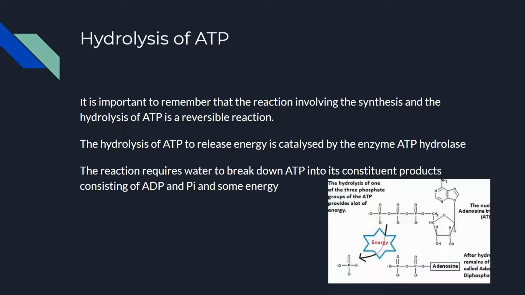Hydrolysis of ATP is the opposite process and is used to break up the ATP molecule into its constituent products, which would be ADP and the inorganic phosphate. The process also releases a lot of energy. In order to hydrolyze ATP, it's important that we use a molecule of water, as the reaction is a hydrolysis reaction. So a molecule of water is used in the process. The reaction will produce a lot of energy and is catalyzed by the enzyme ATP hydrolase. It's important to remember, therefore, that the hydrolysis of ATP is the reverse of the synthesis of ATP. Therefore, the reaction is a reversible reaction.